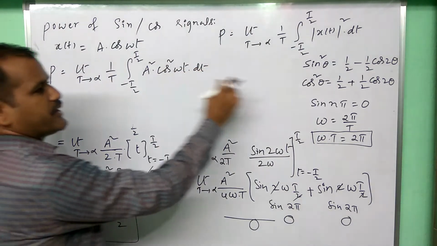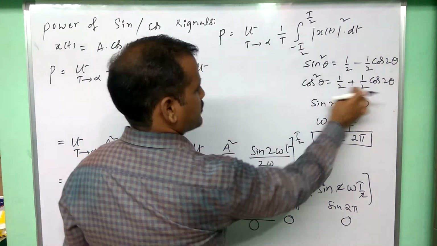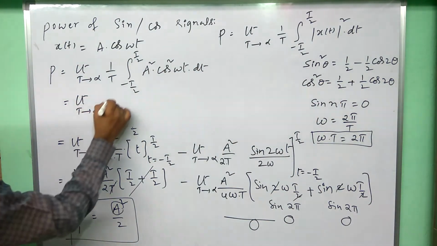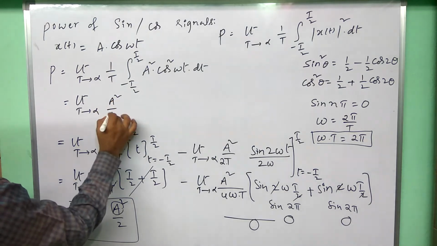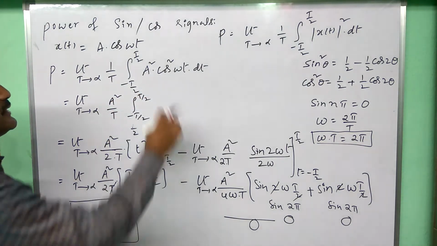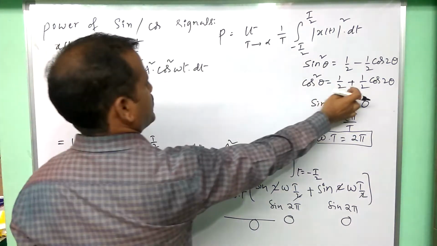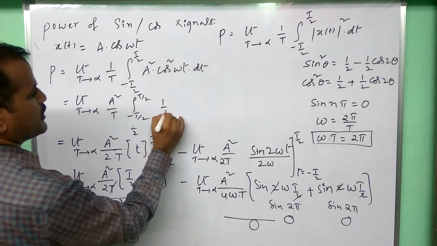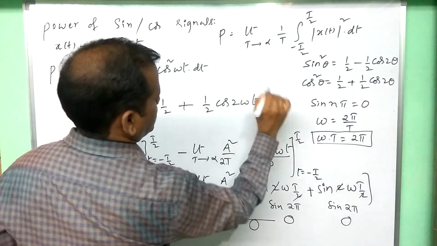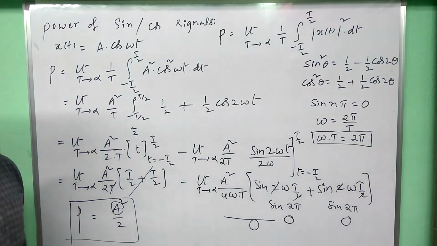Cos square omega t we can expand by using this approximation. So limit t tending to infinity a square by t, integral from minus t by 2 to plus t by 2, and cos square is 1 by 2 plus 1 by 2 cos 2 theta. So 1 by 2 plus 1 by 2 cos 2 omega t.